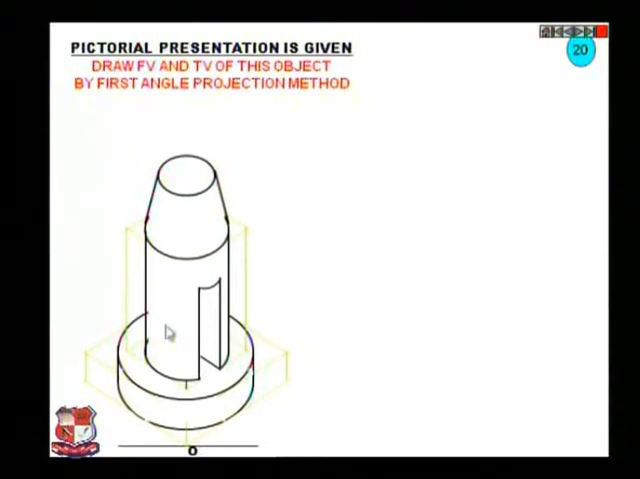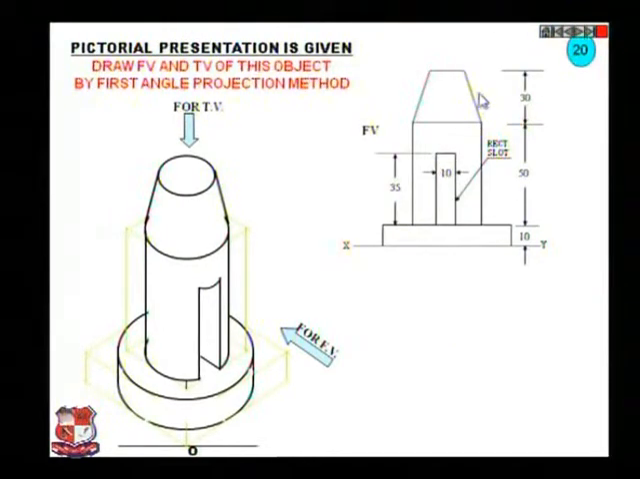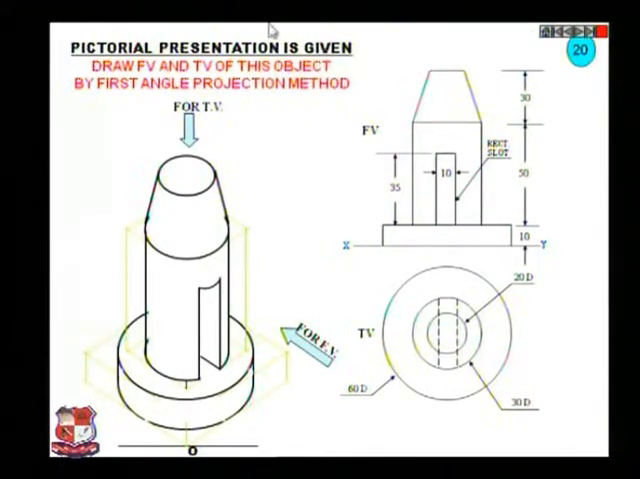This is the object which is given to us. We have to draw its two views, front view and top view. If you look from the front, it would appear like this. This is the front view of this object. You can draw in your drawing sheet, and this is the top view. If you look from the top, all these circles would be visible in top view. In front view, the circle will not be visible.